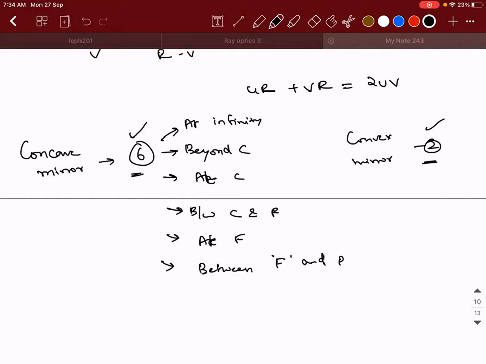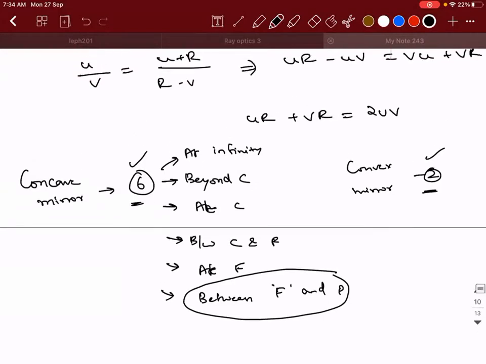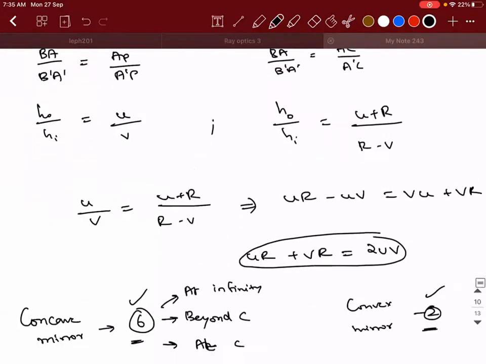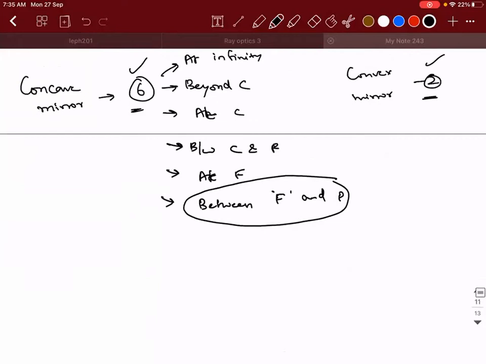But maybe I'll give you another point. If you take this point between F and P and try it, you will not get the same relation 1 by v plus 1 by u is equal to 1 by f. Rather, you will get some other relation without sign convention. But when you apply sign convention, you will get 1 by v plus 1 by u is equal to 1 by f.